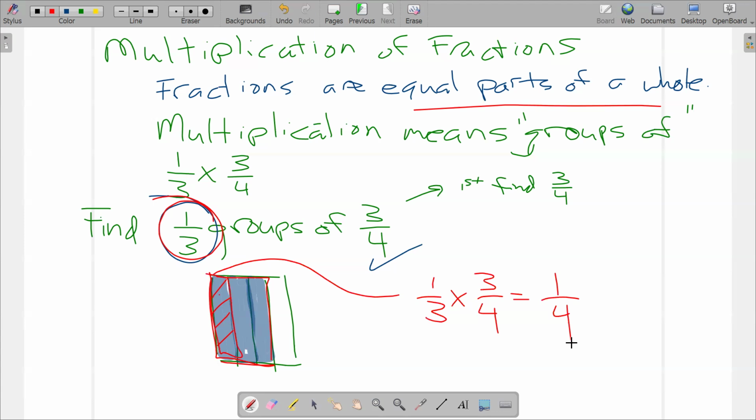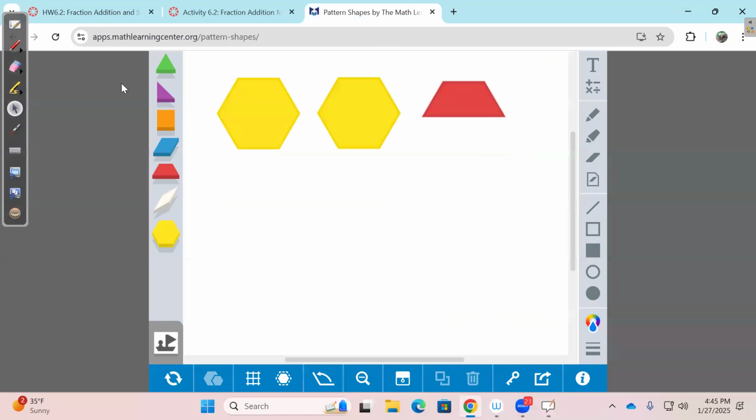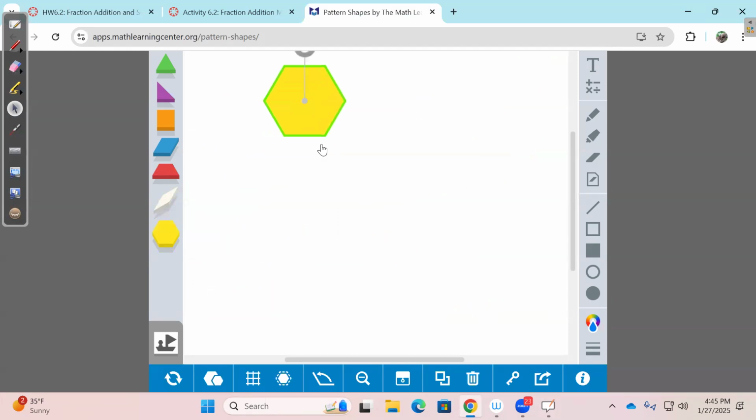Let's try it again with the pattern blocks. We're going to do the same problem with the pattern blocks. All right, let's see. What are we going to do for pattern blocks here? Reset. Before we were using that as a whole, but none of these pieces here are a fourth of that. So we're going to say, okay, 2 of them are now a whole. If 2 of these is one whole, then this would be 3/4.